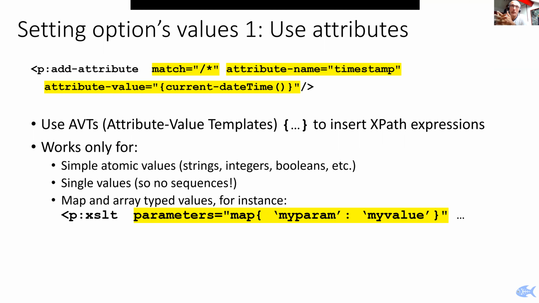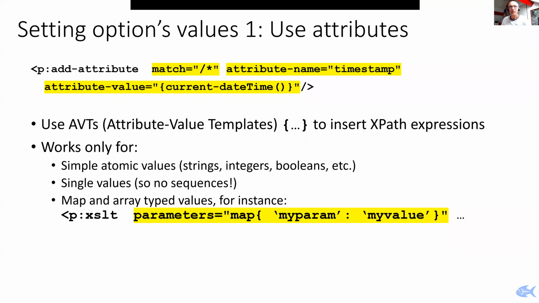And this is not a limitation. Actually, as soon as an option is of type map or of type array, you can put the XPath declaration of this map or array literally in the attribute's value, as you can see in the yellow example at the bottom of this sheet. So that's easy. That's a nice syntactic sugar thing of XProc 3. So this is the first way to set an option value.